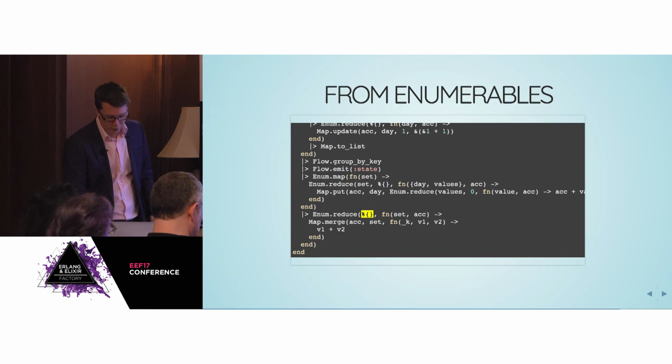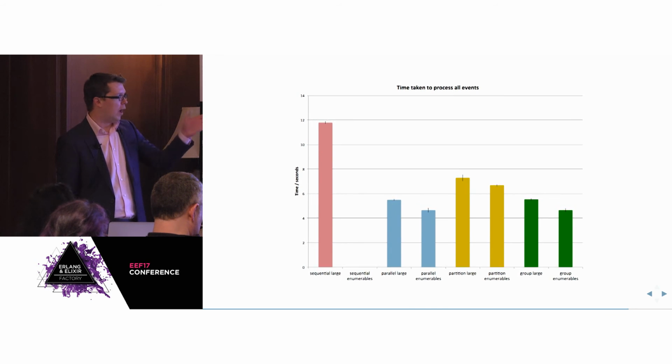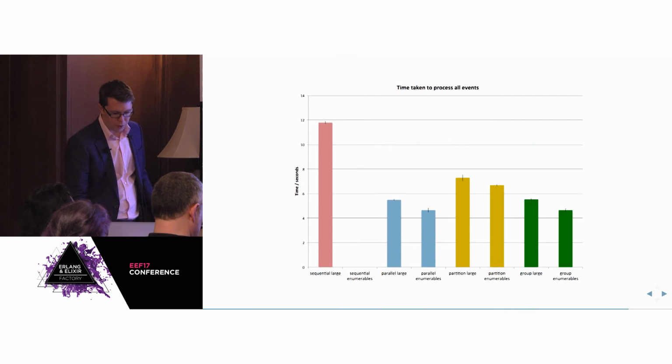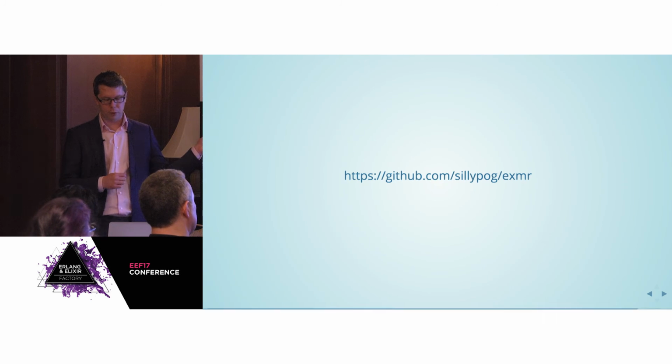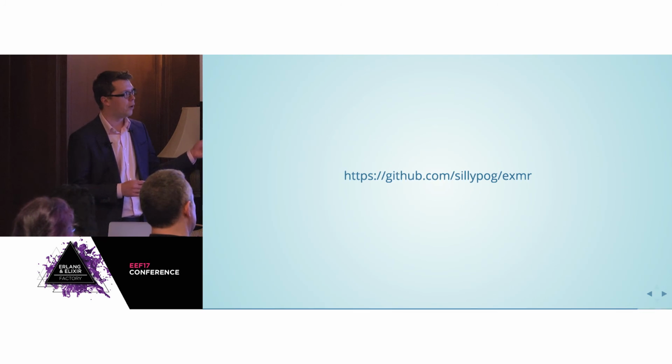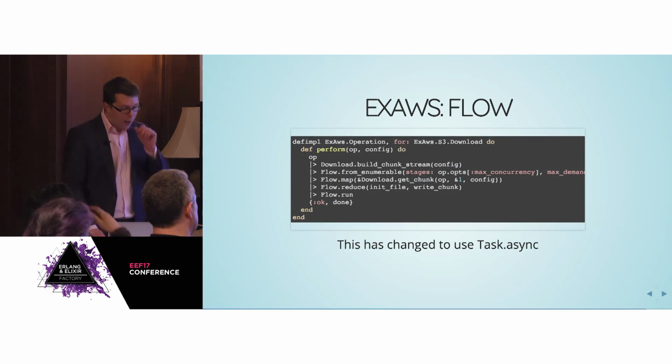So I think it's awesome that Jose has thought about how people are going to use this and work with it. And from_enumerables is always faster. It seems like you should never not use it. So for all of the different Flow cases I tried, that was the best. All of the code examples in that last section are in the EXMR module. If you want to take any time to digest that, I know I kind of flew through it.